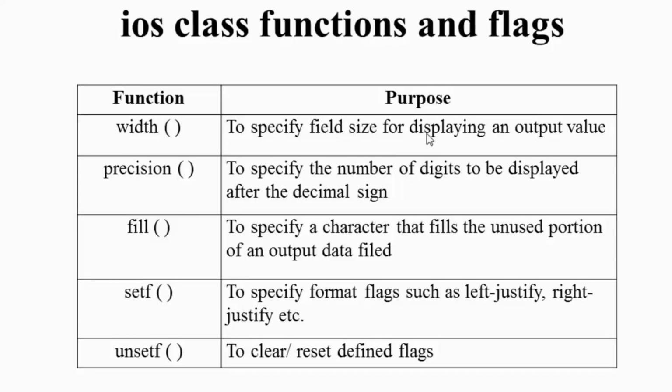Width is used to specify the field size for displaying the output. So we have to display the output, and for that we need the width of the field. Precision is used to specify the number of digits to display after the decimal point. Fill is used to specify the unused portion of the output field. Setf is used to describe format flags such as left justify, right justify, etc. So this is used for the formatting. Unsetf is used to clear the flag.